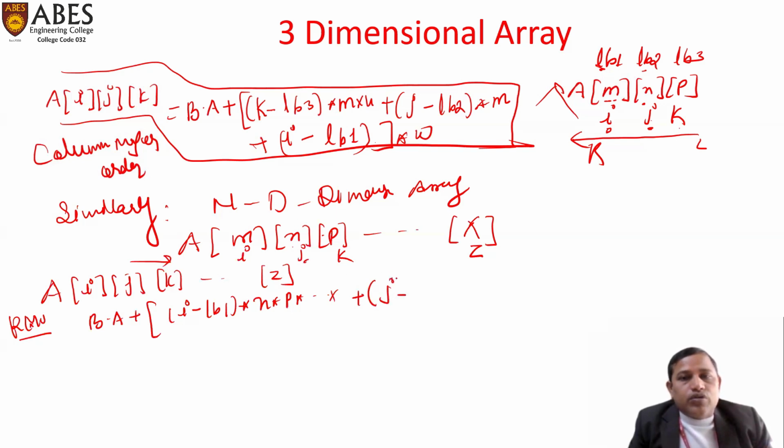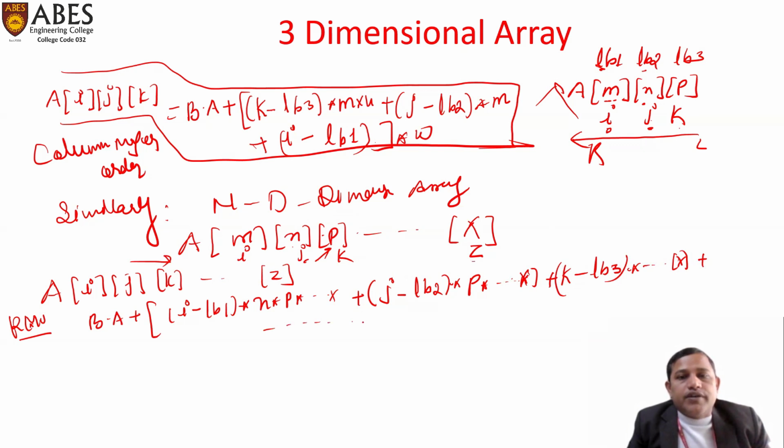j minus lower bound of j, that is LB2, multiplied by the elements to the right of j, that is p into the remaining elements up to n, multiplied by the remaining elements up to the end, plus similarly k minus lower bound of k, suppose this is LB3, then multiplied by the remaining elements up to x, plus up to the last element, if it is z, then z minus the lower bound of the last one, and there are no other elements at the end, then multiply by the size of it.